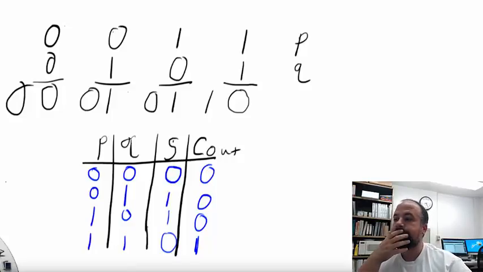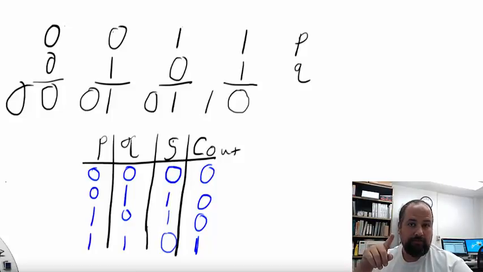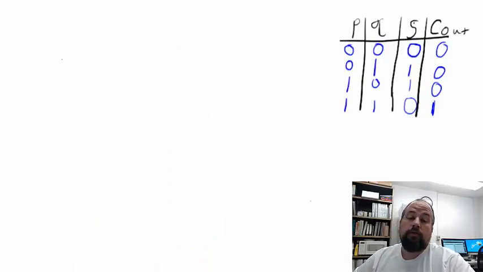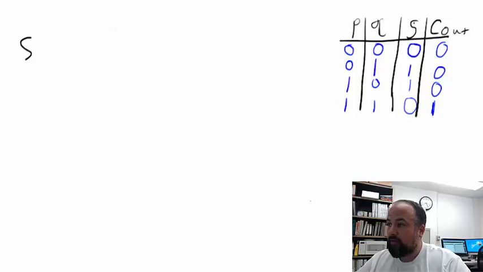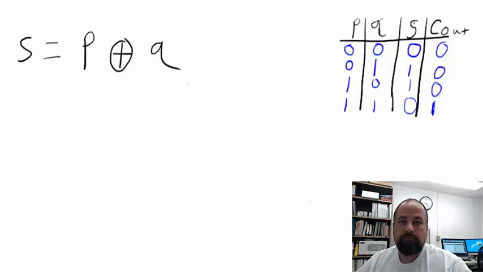Now, the question is, how could we represent this as a circuit or as a Boolean equation? Okay, so in terms of Boolean equations, we could write this as S equals, it is 1 when P is 0 and Q is 1, or vice versa. So the most correct way to say that is P exclusive or Q, right? If exclusively P or Q is 1, then the output is 1. Otherwise, the output is 0.